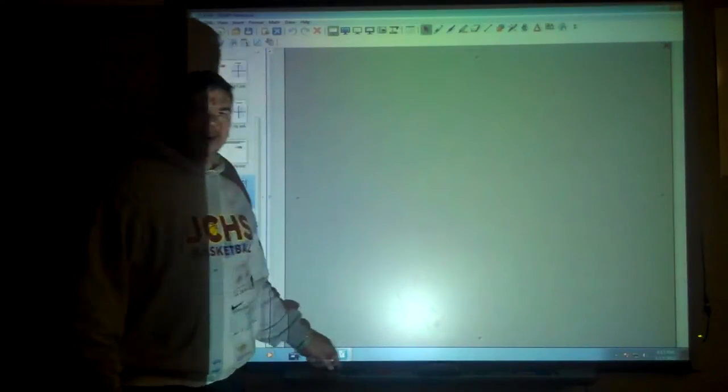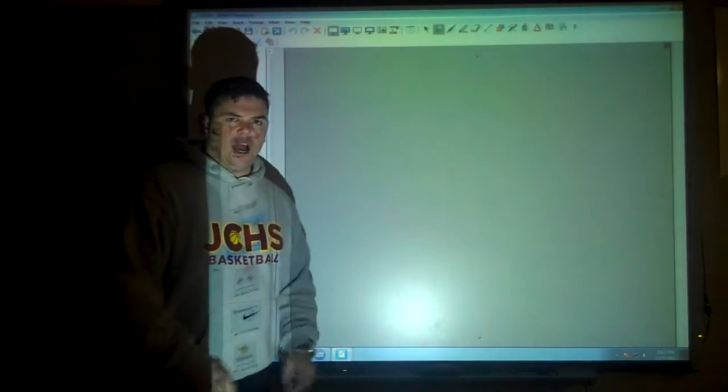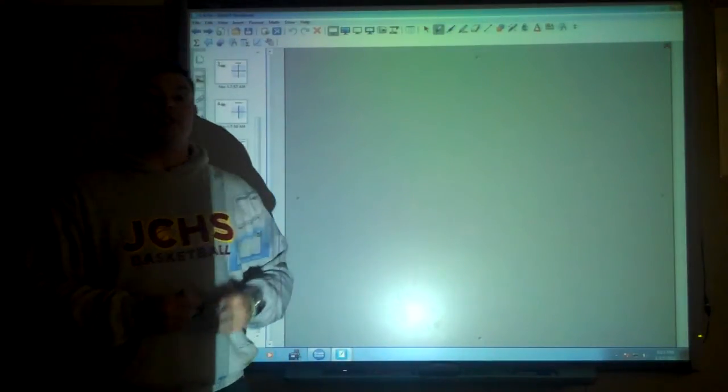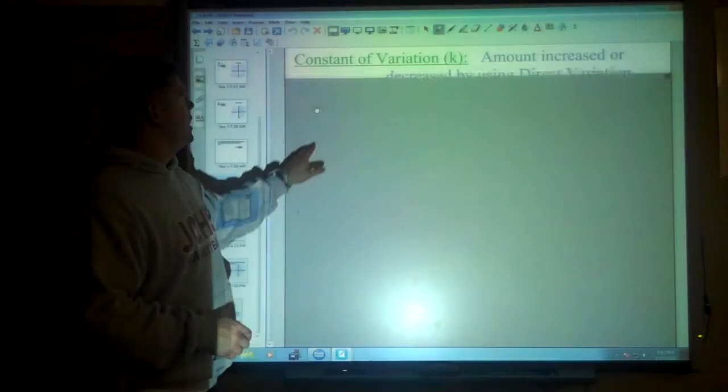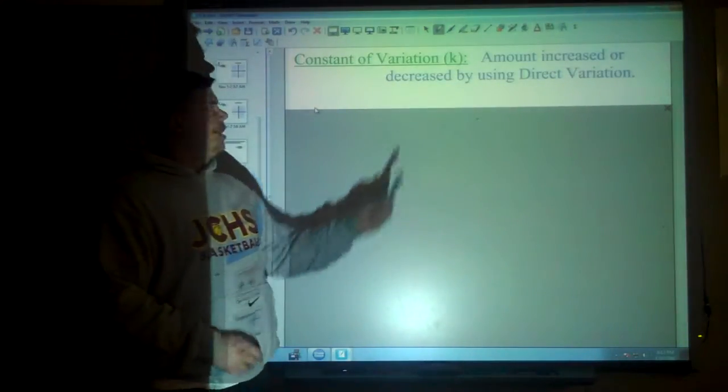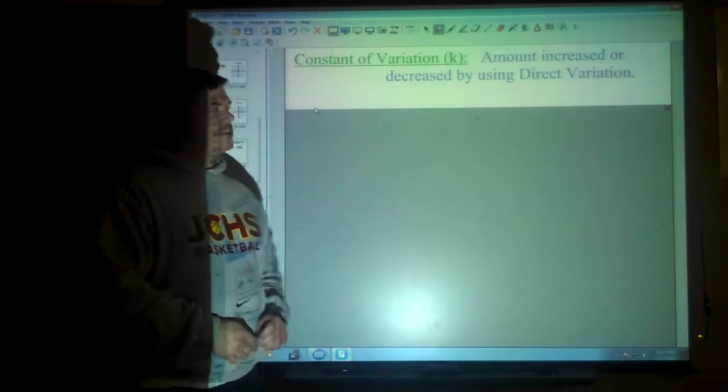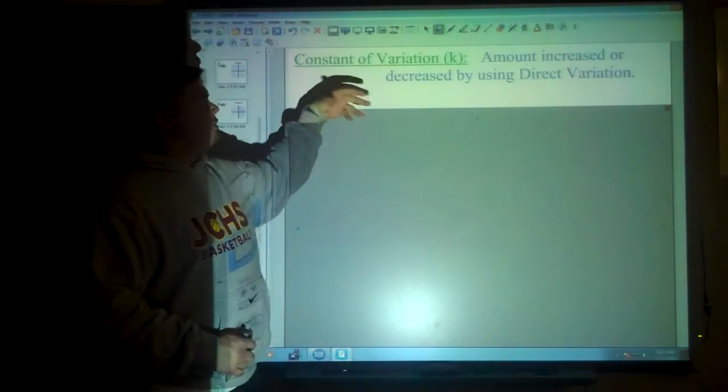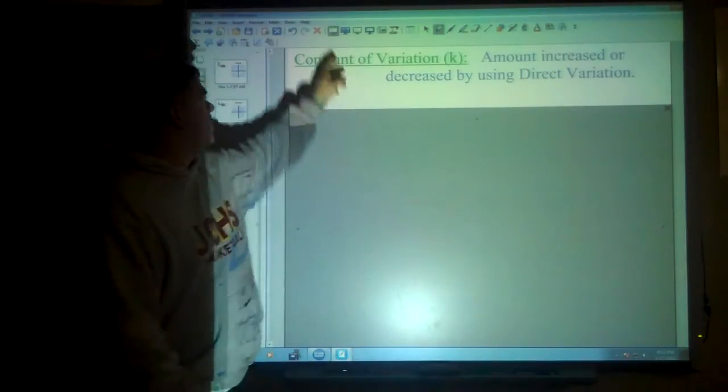Intro Algebra Lesson 4-5A. We spent some time dealing with slope and making graphs, and today we're going to talk about something known as a constant of variation. We'll use the letter K to refer to that constant. It's the amount that is increased or decreased by when we use direct variation.